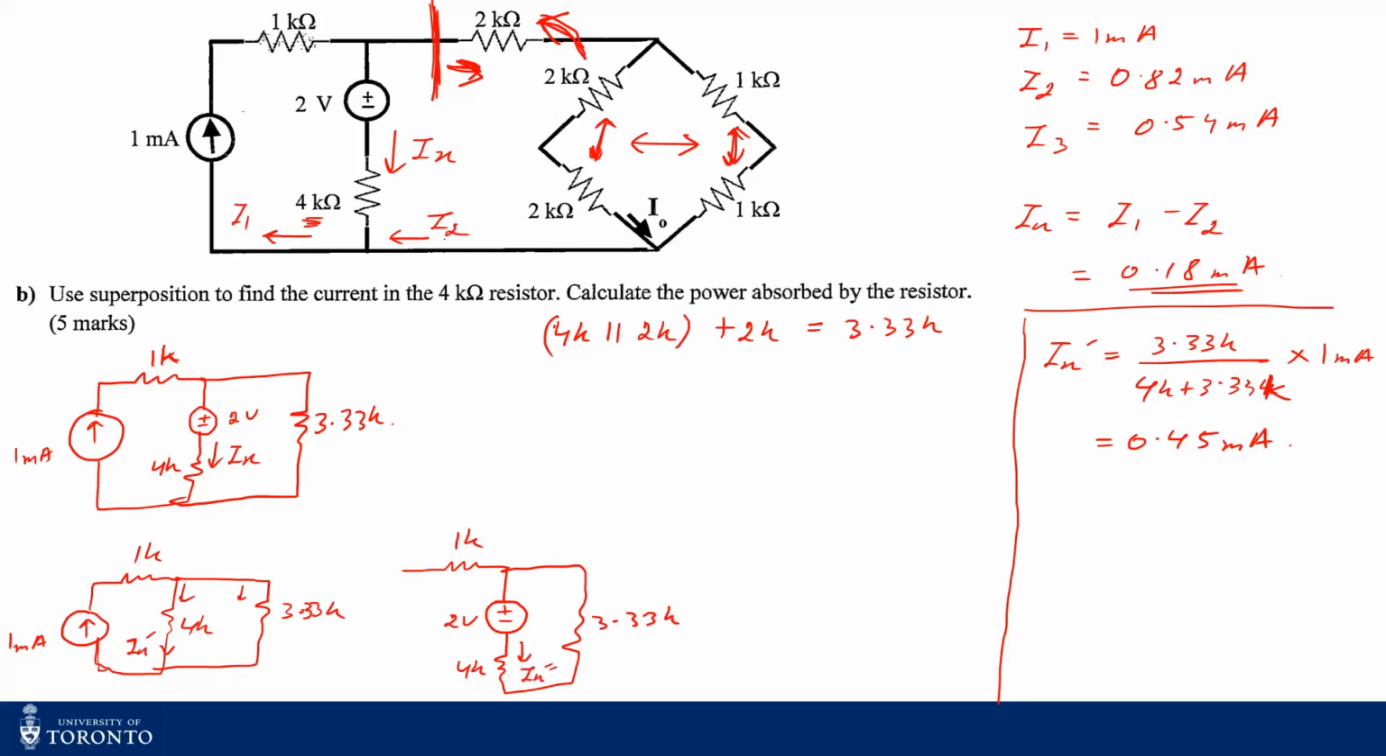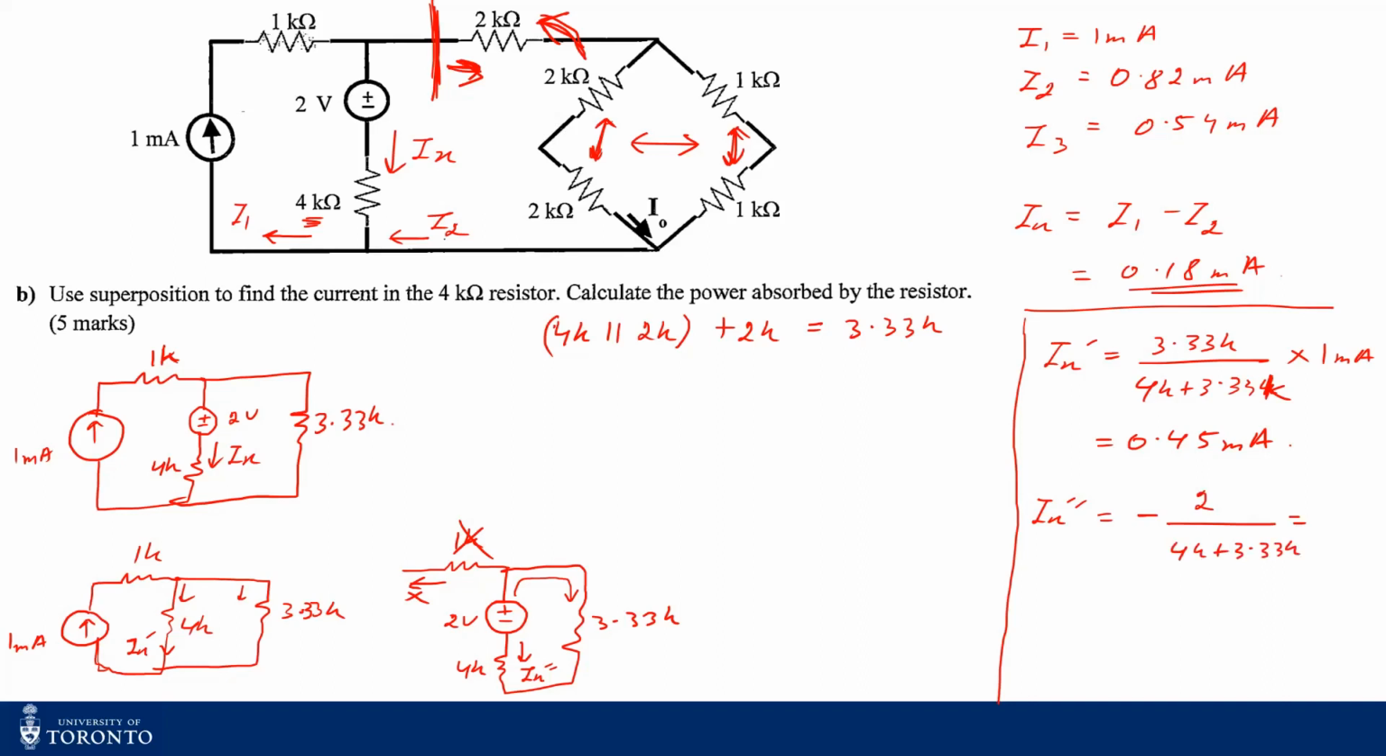I'll term this current to be Ix double prime, which is the contribution of this voltage source only. You see there will be no current going in this direction because it's an open circuit, so I can just ignore this 1 kilo ohms. This is a series circuit with 4K and 3.33K in series. But this voltage source is supplying current opposite to the direction that I'm interested in, the Ix. Therefore my Ix double prime in this case will be negative because the direction is opposite, and the amount will be just the 2 volts divided by 4k plus 3.33k.